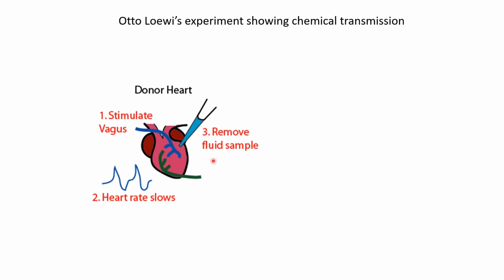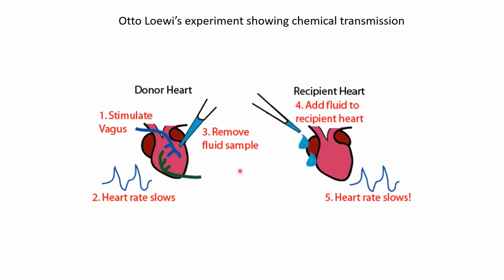And now comes the clever part. He puts this fluid on another heart in a different petri dish. And this heart is not connected to a vagus nerve now, it's just an isolated heart. And when this fluid is applied on it, he was able to show that the heart rate here also slows down, which means that this fluid contains some chemical that is able to transmit this effect.